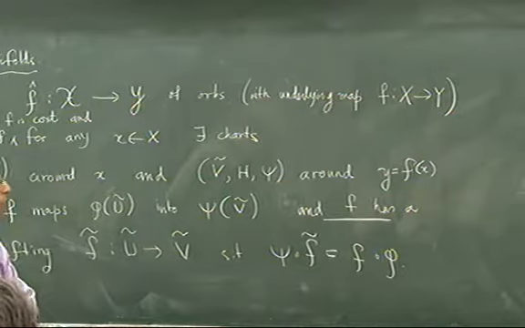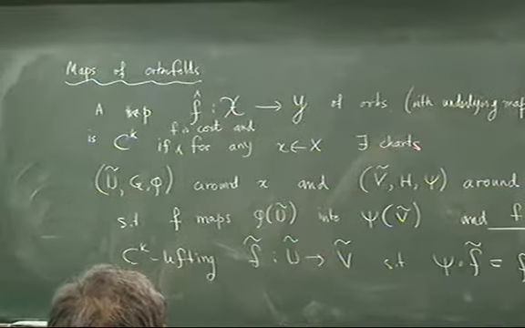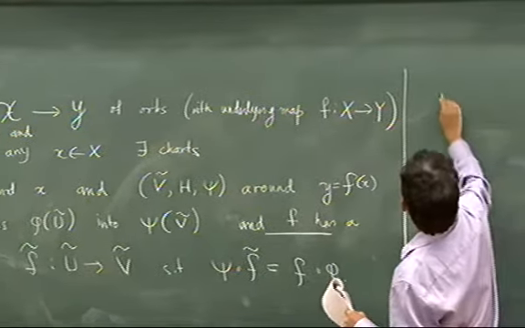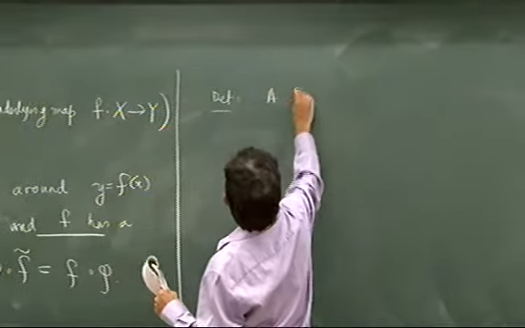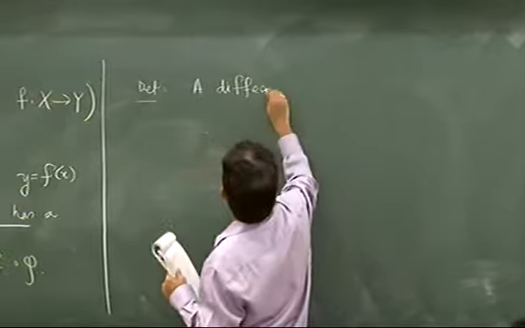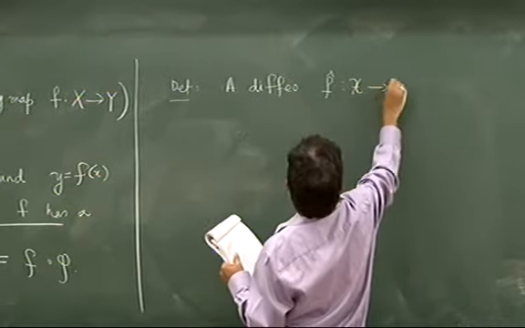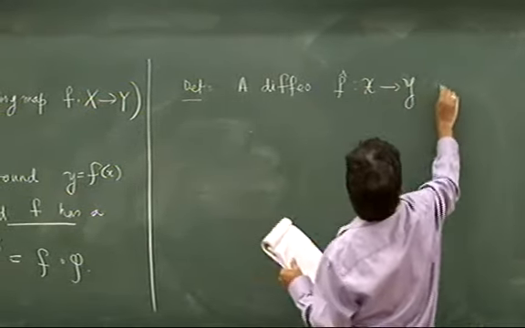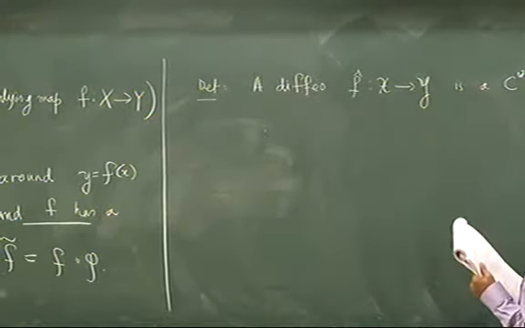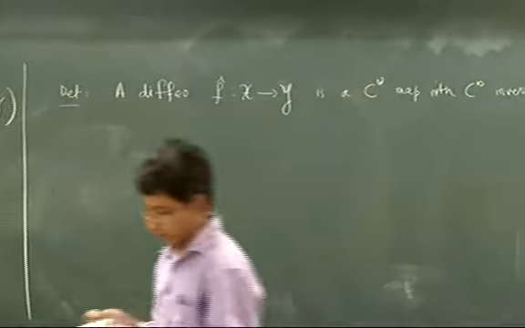Now there is another notion where we do have equivariance. Here, a diffeomorphism. When I say diffeomorphism, I don't need equivariance. A diffeomorphism F is a C infinity map with C infinity inverse, so no equivariance is needed.